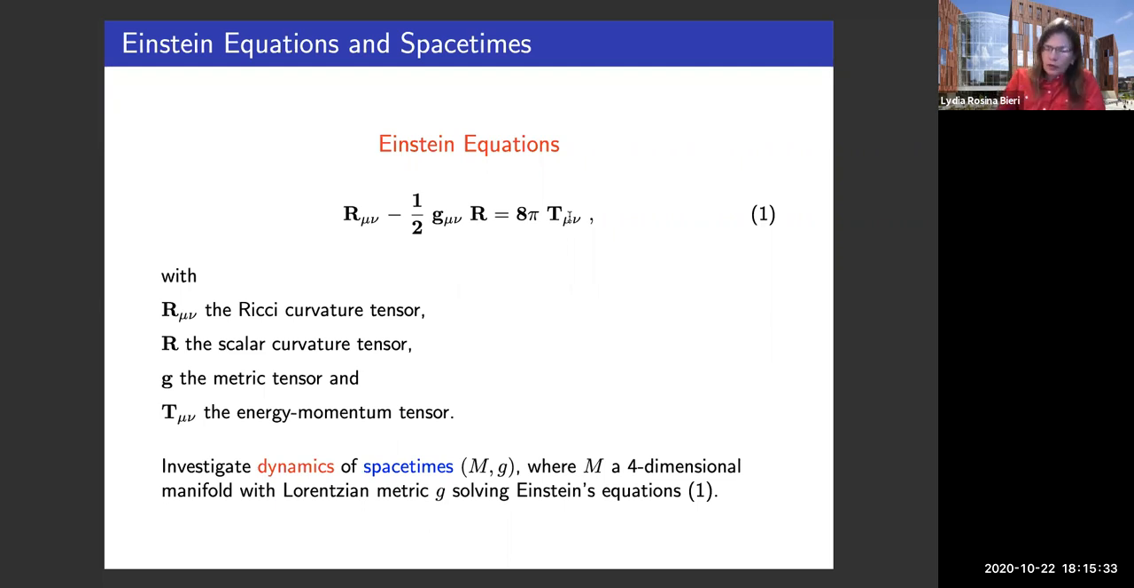Well, let's say if you have an electromagnetic field, then you also have to provide the Maxwell equations. And what you end up solving or investigating is this system of Einstein-Maxwell equations. Now, you can also ask, well, maybe first let me tell you what we are solving for. So it's a very specific thing.